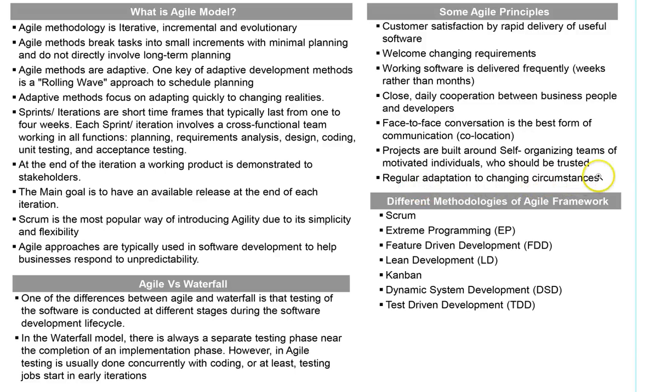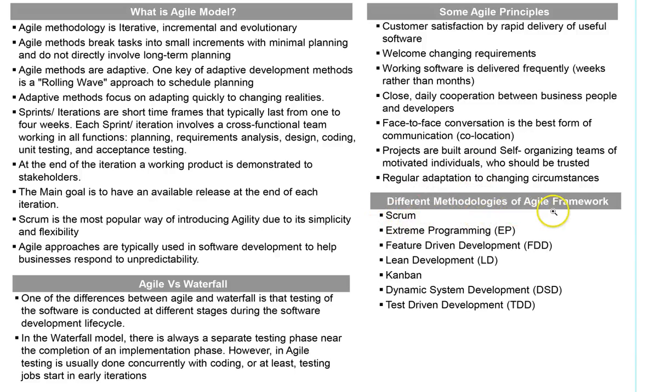Regular adaptation to changing circumstances. So the team members should be open to any changing circumstances, so that we go along with the project. And one of the main reasons why we picked the Agile methodology was because we are not aware of the technology. Technology is always changing, and there's a big chance the requirements are going to change.